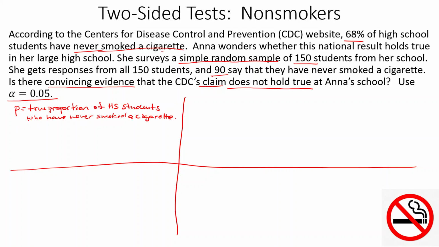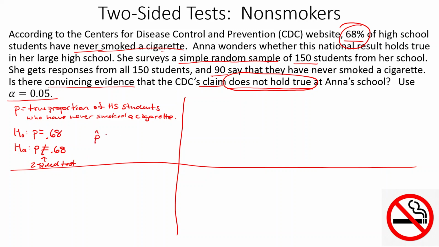Next up, we've got a null hypothesis and our alternative hypothesis. Null hypothesis is always equal, and what does it say it's equal to? Well, it says it's equal to 68%, so 0.68. And we just want to know if this claim does not hold true. So that means it could be greater than or it could be less than, so we're just going to say is not equal to 0.68. And not equal to is what tells us that this is a two-sided test. Our calculator will take care of it with the p-value and whatnot.